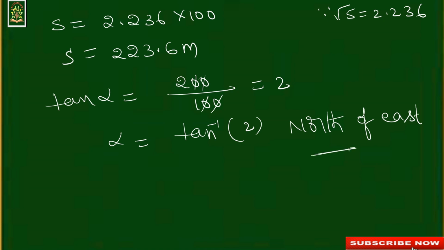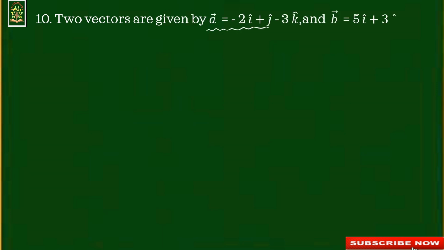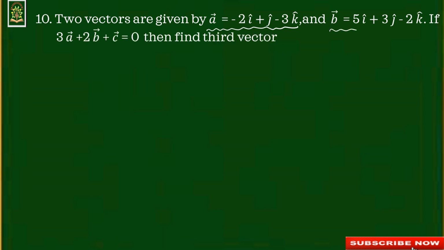Next we will go to the next question, the 10th one. Two vectors are given by a bar is equal to minus 2i cap plus j cap minus 3k cap and b bar is equal to 5i cap plus 3j cap minus 2k cap. If 3a bar plus 2b bar plus c bar is equal to 0, then find the third vector c bar. Here they have given two vectors and we have to calculate the third vector. Let us go to the solution.